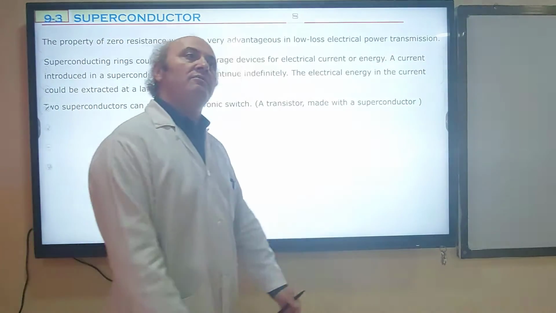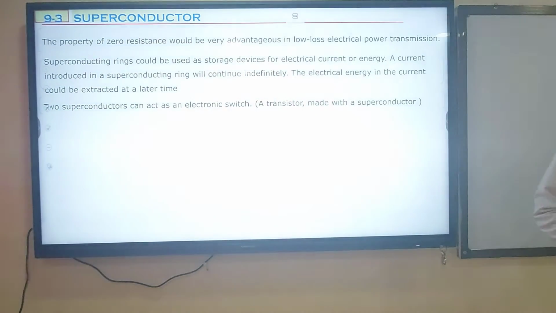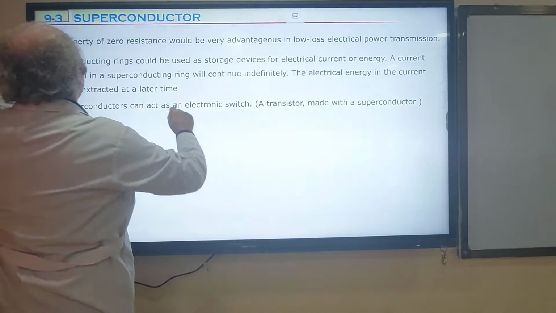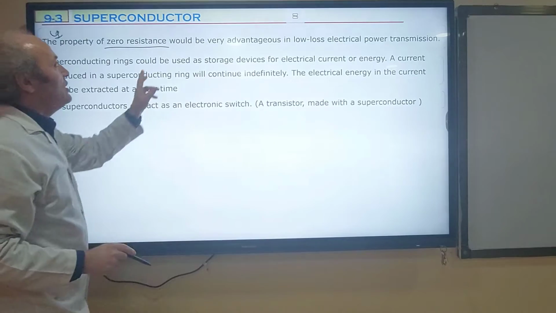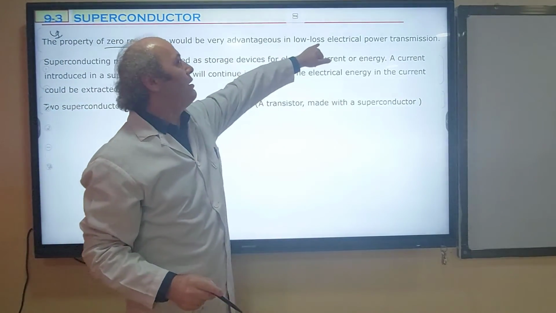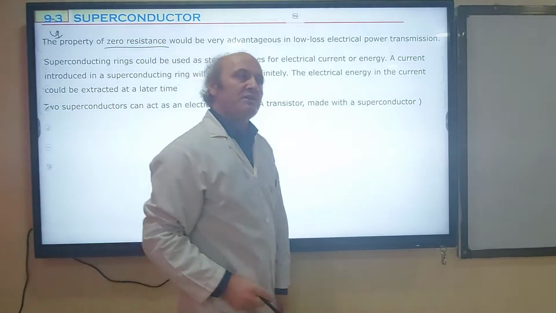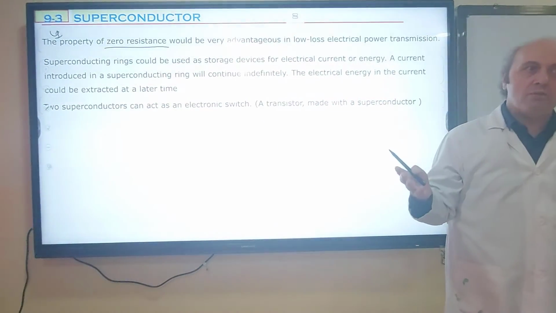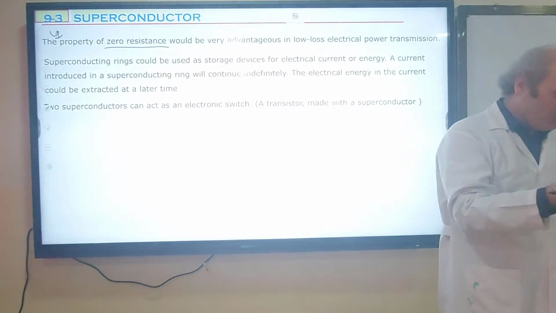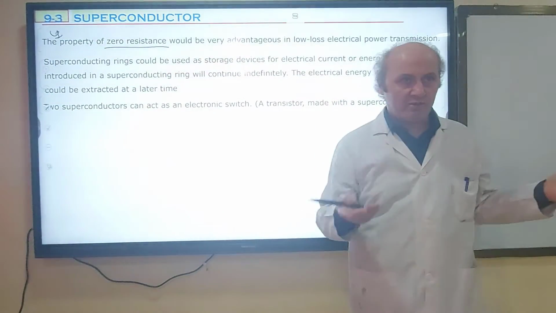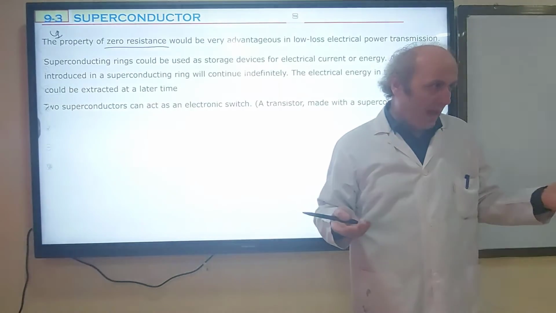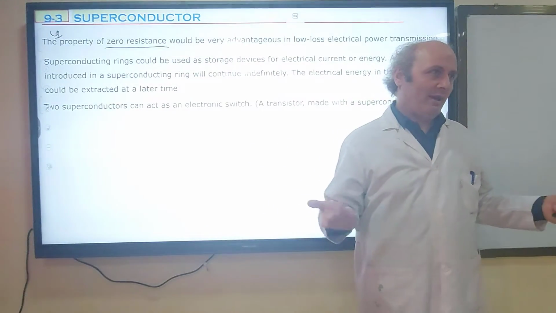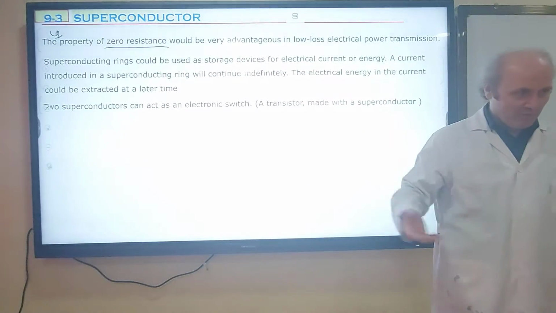Superconductors are used in some important places. One of them is the property of zero resistance. Superconductivity would be very advantageous in low-cost electrical power transmission. Remember, we said that when we are transferring power from Dukan to Süleymaniye, some power is lost on the way because of the resistance. If you use a superconductor, will there be energy lost? No. But superconductors, of course, are expensive. We cannot do that. If you find a way to make it cheaper, we'll use it.